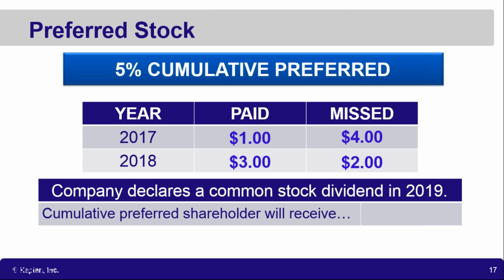They'll go ahead and pay you the $6 that they owe from the $4 and the $2 they missed, plus the $5 they owe you this year, and you'll get $11 per share. That's a nice year for you. But like I said, they don't do that for free. Corporations don't do anything for free.